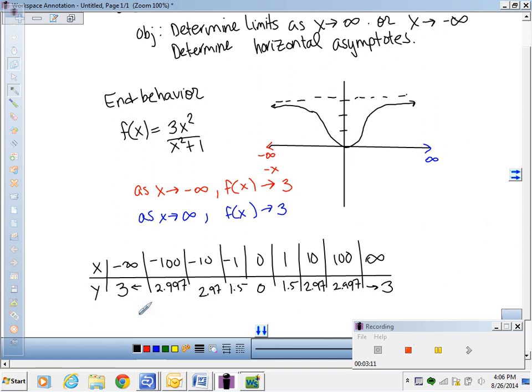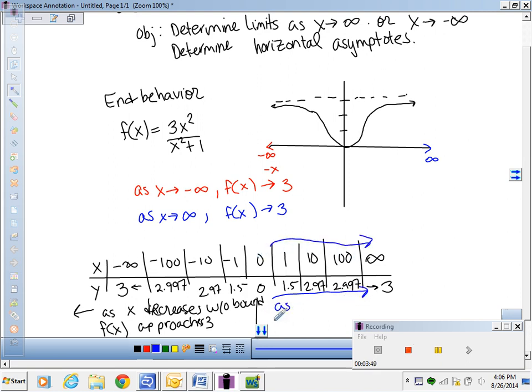So I say in words, over here on this left-hand side, as x decreases without bound, f of x approaches 3. And on this other side, my x's are increasing without bound this time. So as x increases without bound, f of x approaches 3.